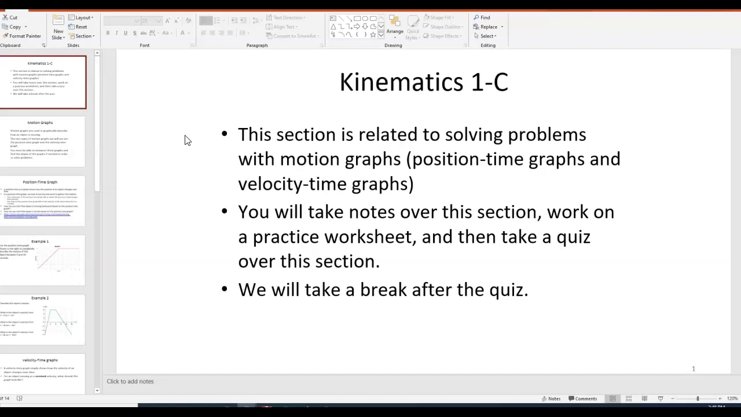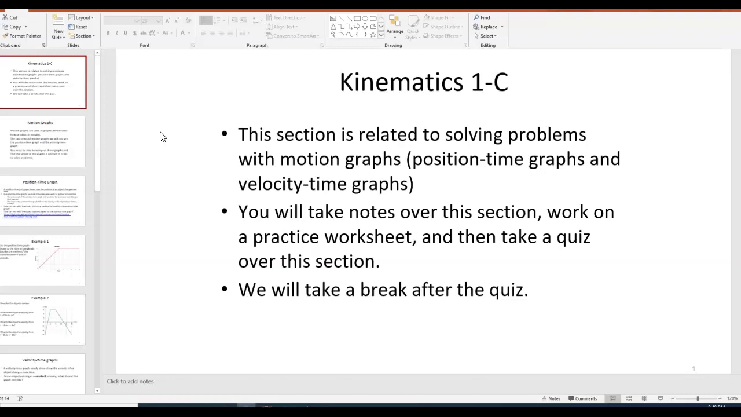Okay, so this video is going to be over kinematics 1C, which has to do with motion graphs. In the last video, we talked about acceleration and solving problems with constant acceleration equations. And so motion graphs, basically, the two types of motion graphs we're going to be looking at are position time graphs and velocity time graphs. And motion graphs basically give us another way to solve problems with kinematics and with motion. And so a lot of the concepts are going to carry over to this section.